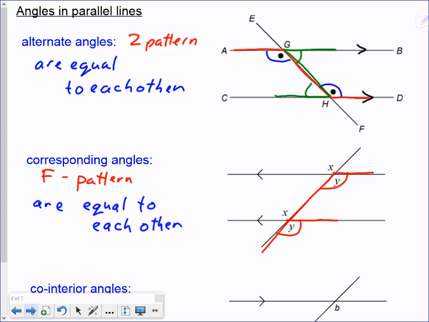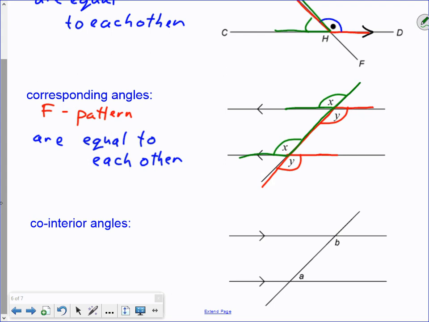Now, we don't have to draw our F pattern like that. We could draw it backwards. We could draw it upside down. So for instance, I can draw an F like this. That would tell me that these two angles here and here, which are in sort of the same places in my upside down and backwards F, are going to be equal to each other.